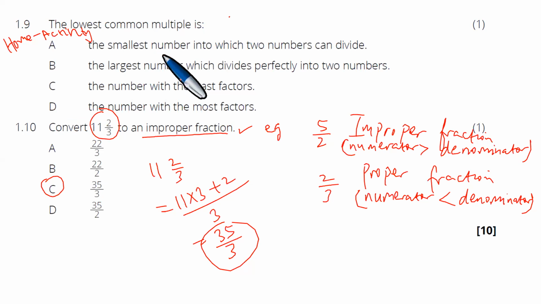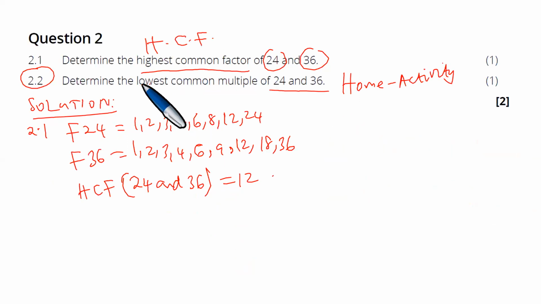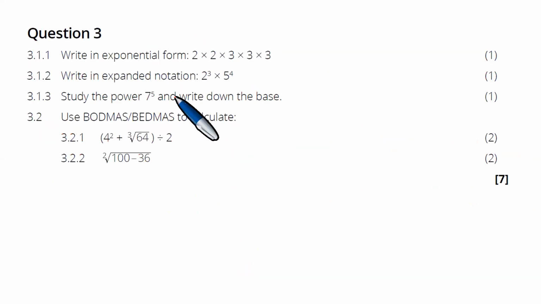Well, you think about this one, okay? 1.9 is your home activity. I'm going to discuss this in my next lesson. I'm going to send you the video, so you're going to see it again. And then 2.2 is the home activity that you're going to do.